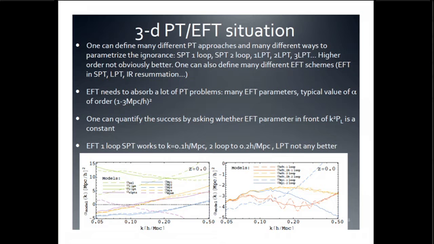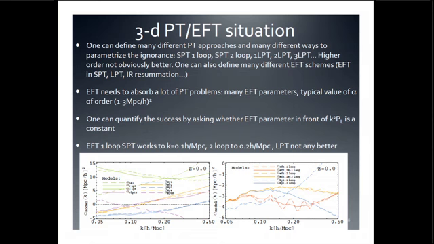For example, this is the Zeldovich approximation. Just like in 1D, you can define an EFT parameter relative to Zeldovich, but it's changing with scale. This is the dashed line here. You can do the same thing for various other perturbation theory approaches.